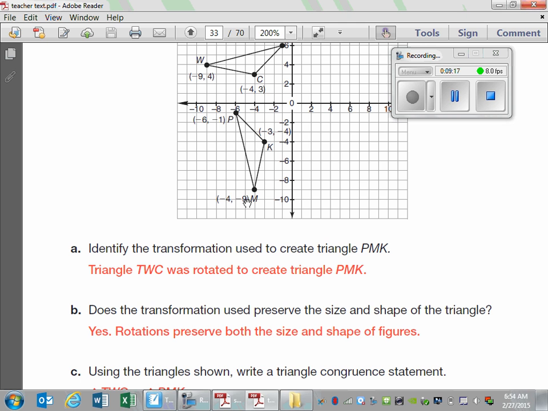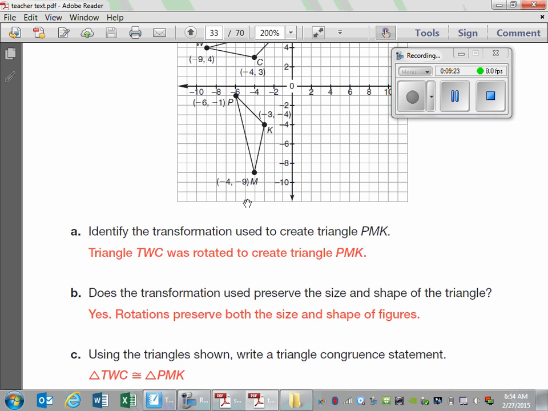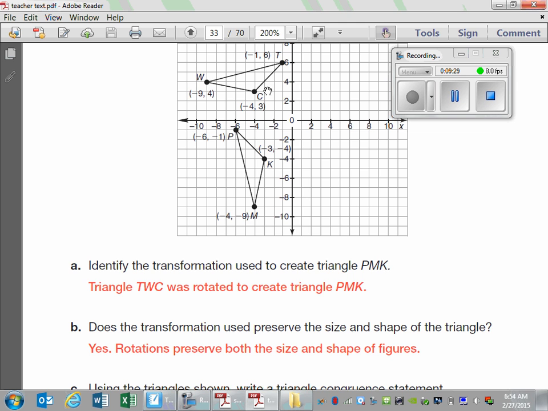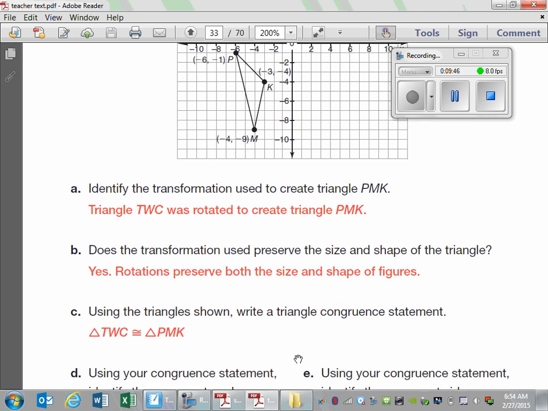So now using these triangles, write a triangle congruent statement. So I need this angle is congruent to that angle. Oh no, sorry, not yet. That'll be in the next step. Just write that the triangles are congruent. So the T, see how this C is like the obtuse angle here and the K is? So you know C has to go with K. So T goes with P, W goes with M, and C goes with K. So let's write that down.